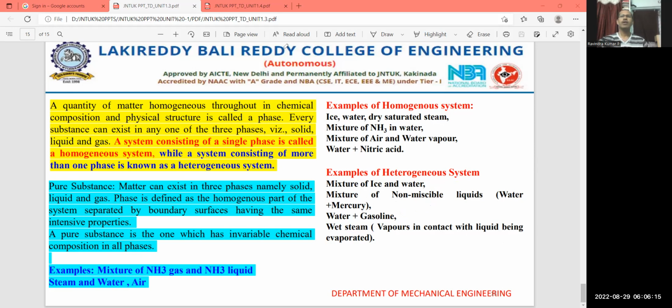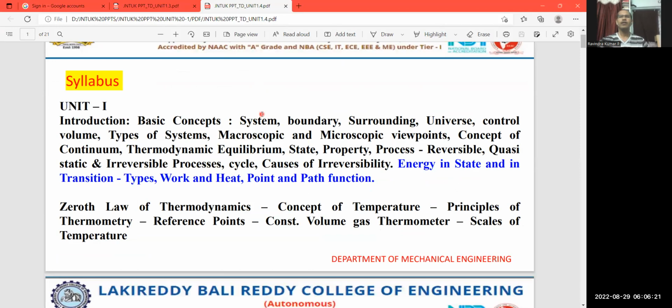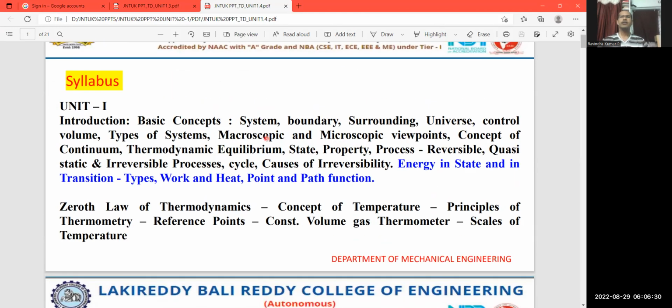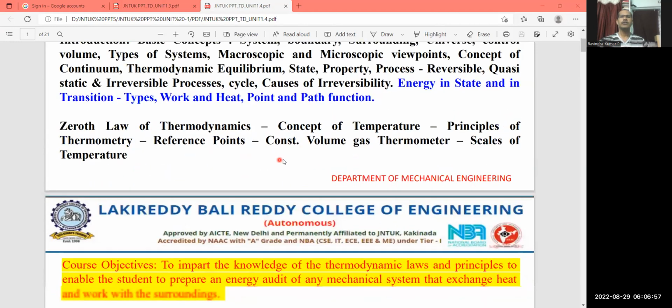So now we will move on to the next content, that is the fifth video lecture. In the fifth video lecture, we are going to discuss the energy, that is, what is meant by energy. We are going to discuss the energy in state and in transition, types of energy, heat and work, point and path function. So this is for today's class. This is the content which we have to discuss, right?